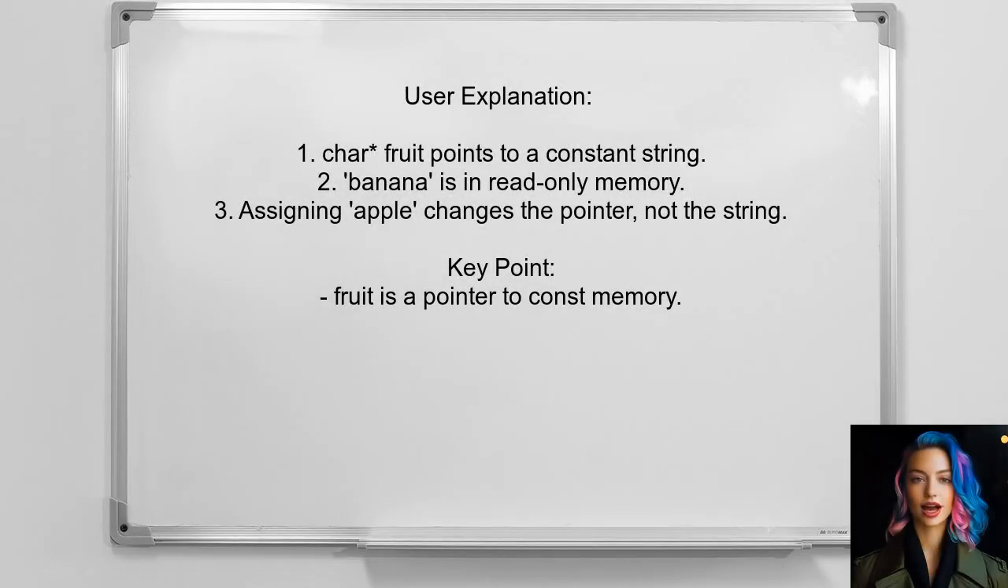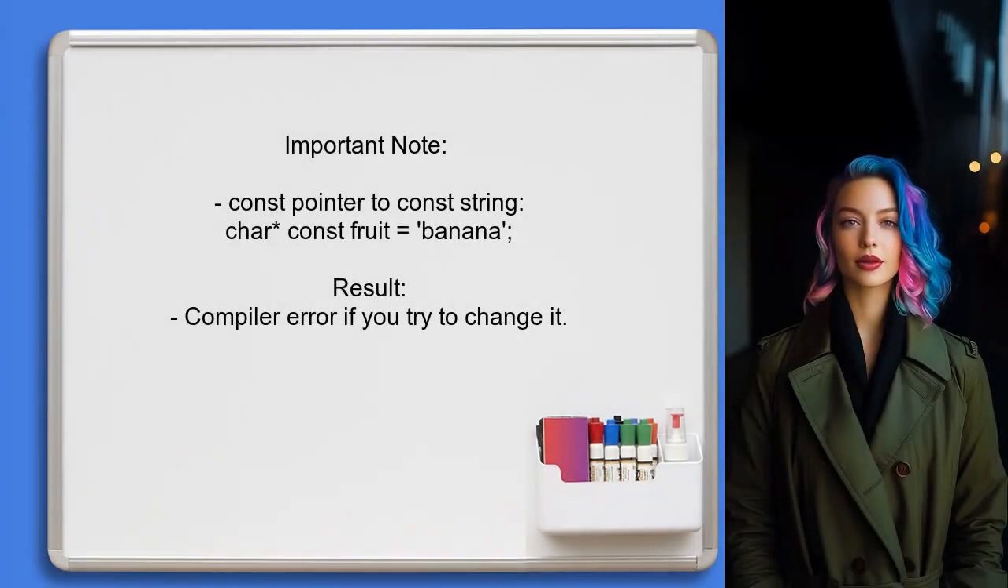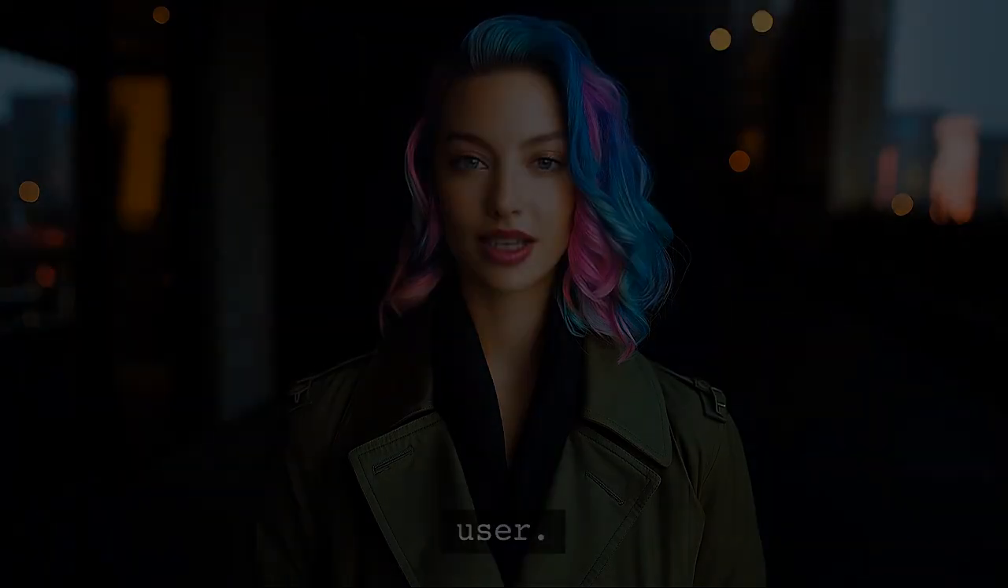This user clarifies that your course is correct. When you define char *fruit as a pointer to a string like "banana", it points to a constant character in read-only memory. When you later assign fruit to "apple", you're simply changing the pointer to a different string in the same read-only section. If you had defined fruit as a const pointer to a const string, like const char *const fruit = "banana", the compiler would prevent you from changing it to apple. This highlights the difference between a pointer to a constant and a constant pointer. Let's take a look at an answer from another user.